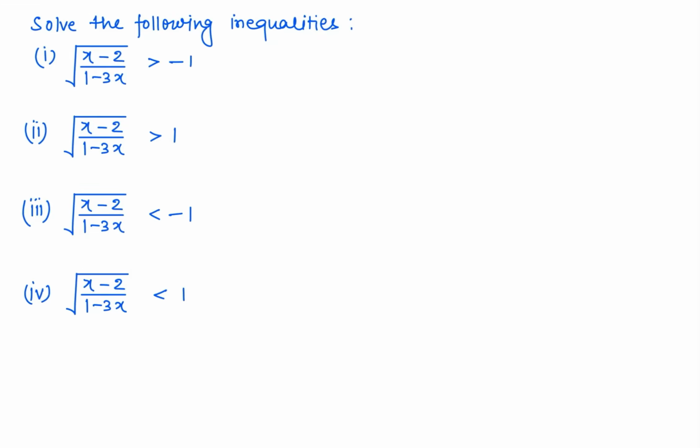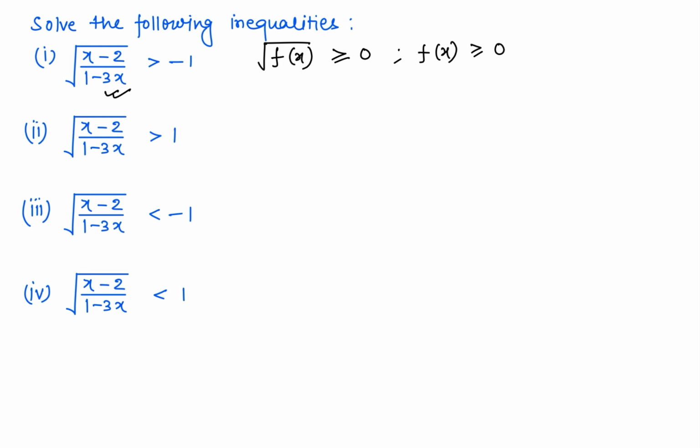Hello students. Today we have four inequality based questions. So in the first question we can see that this is a root function which is greater than minus 1. We know that any root function is always greater than or equal to 0, and it is only defined when f of x is greater than or equal to 0.